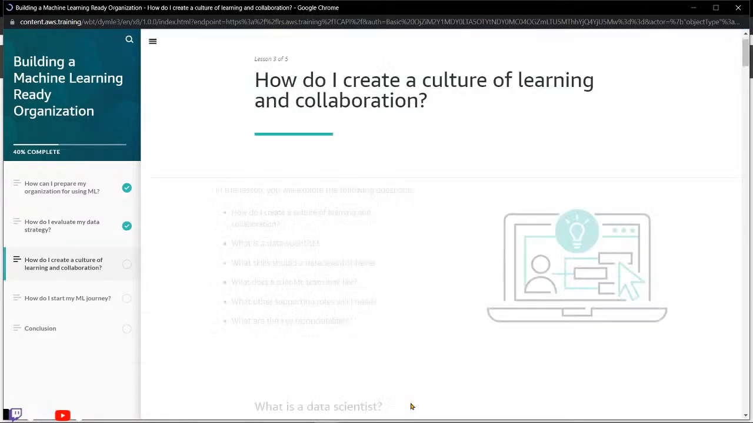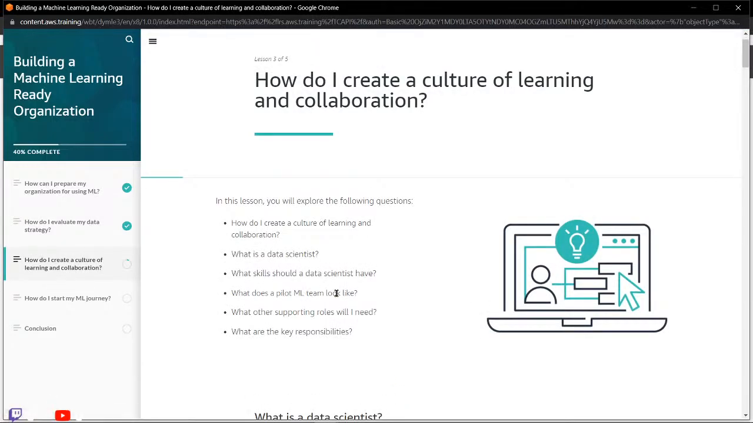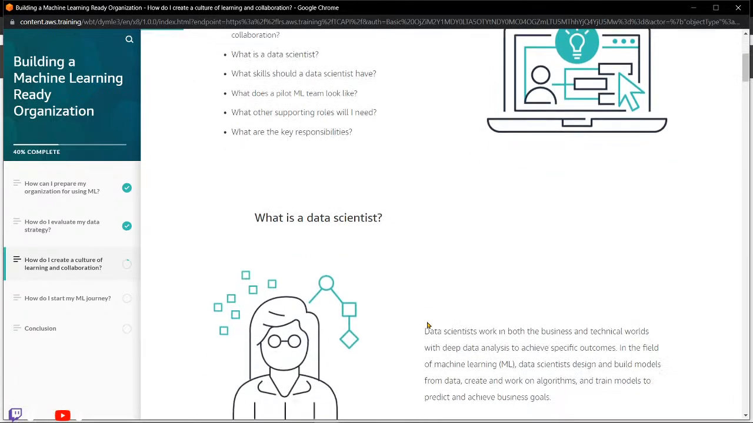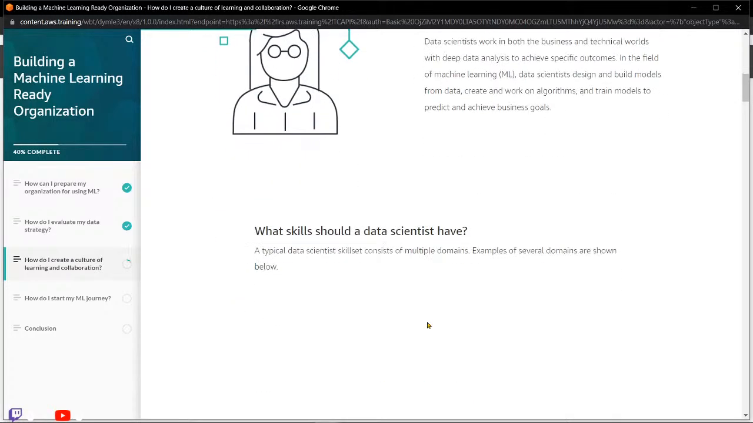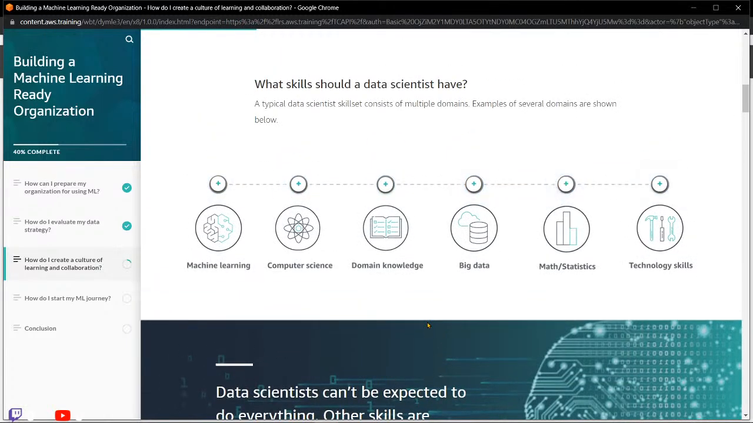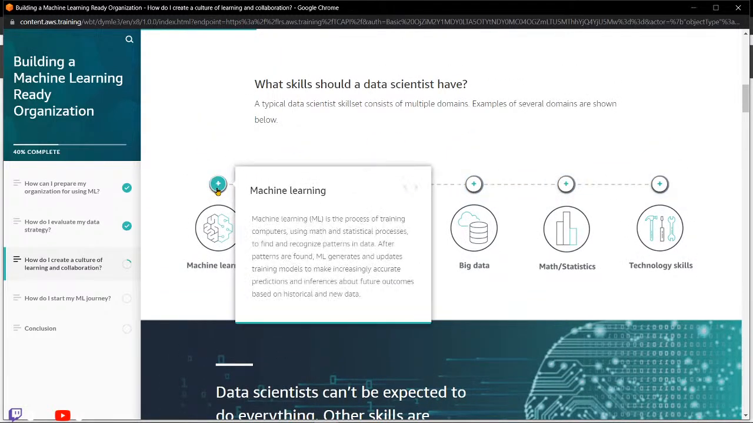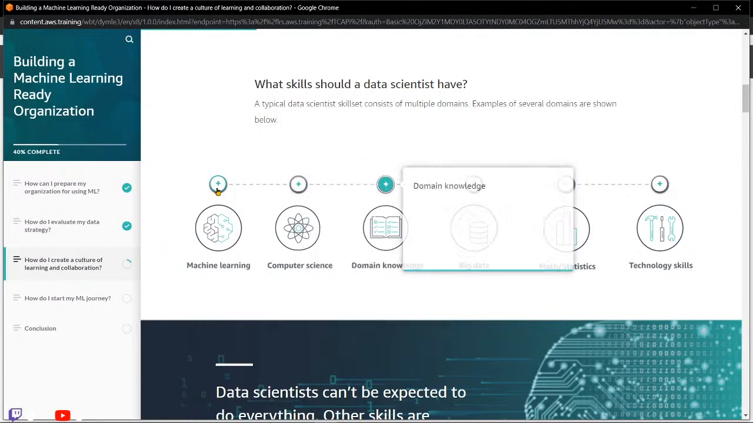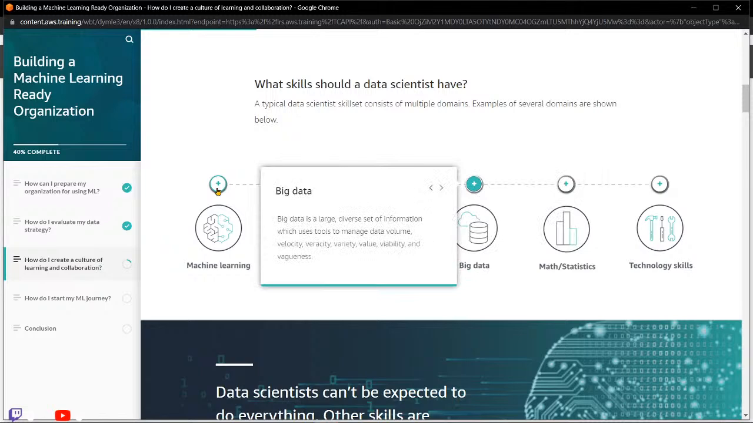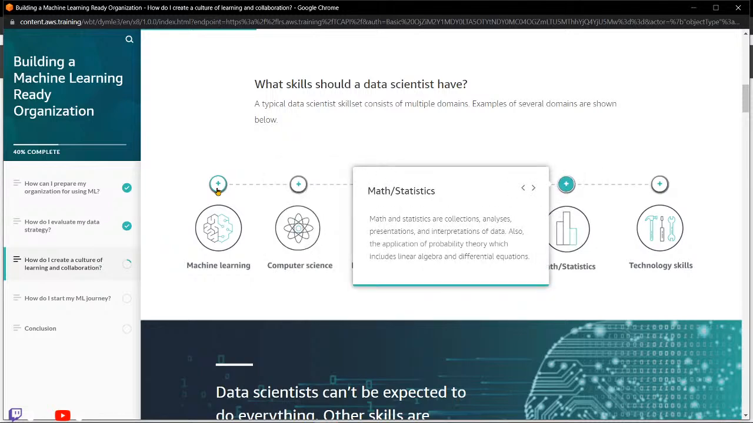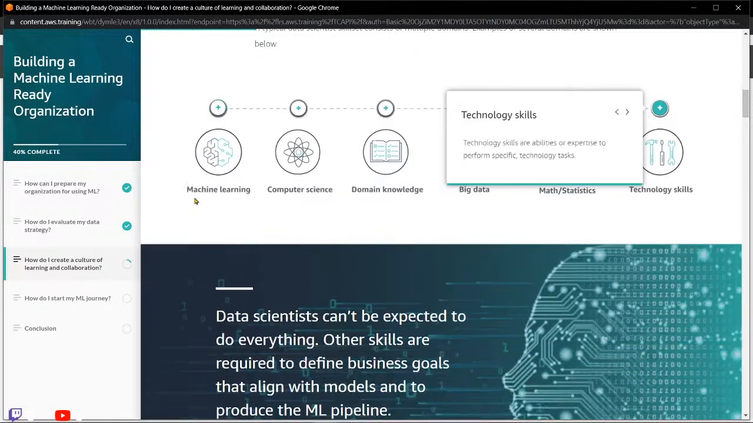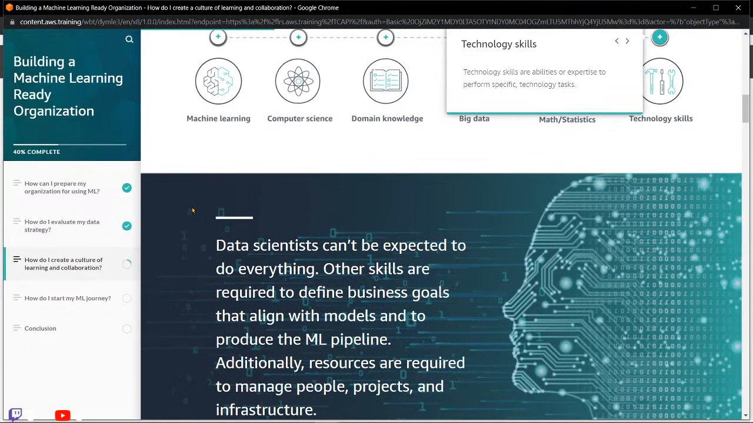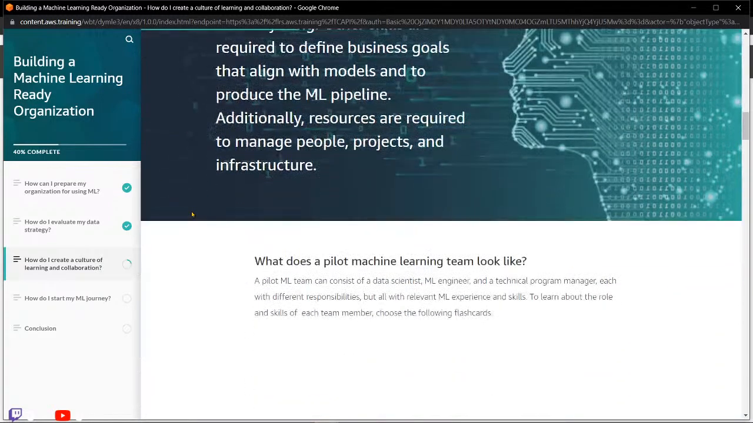So, the culture of learning and collaboration. What is a data scientist? Data scientists work in both business and technical work. These are the skills of the data scientist: machine learning, computer science, domain knowledge, big data, math, statistics, technology skills. Data scientists can be expected to do everything, but other skills are required.